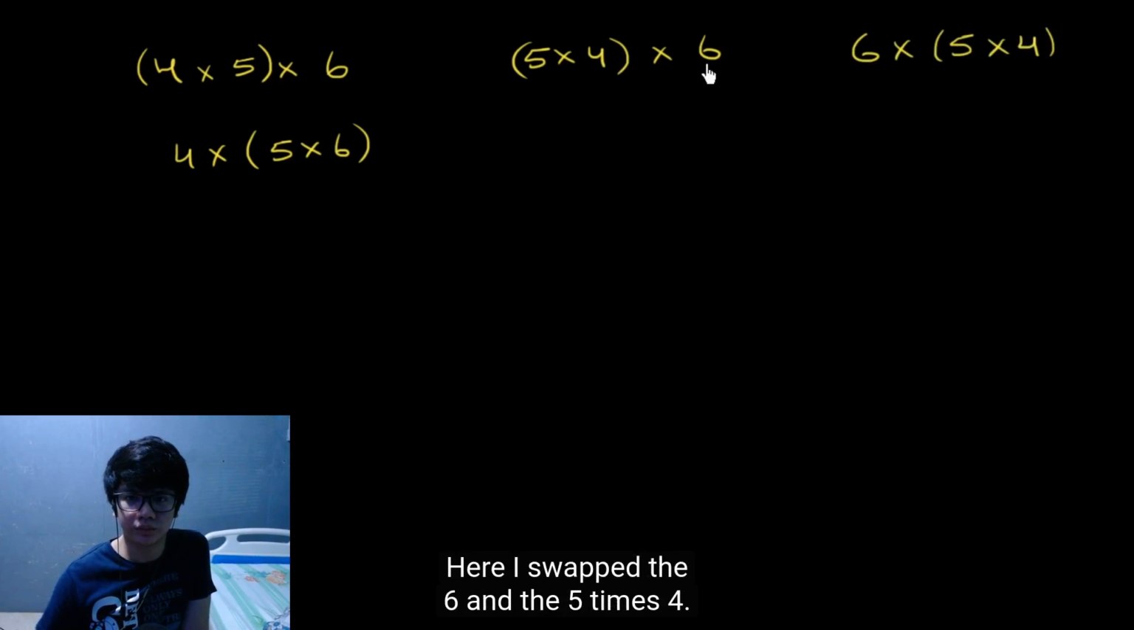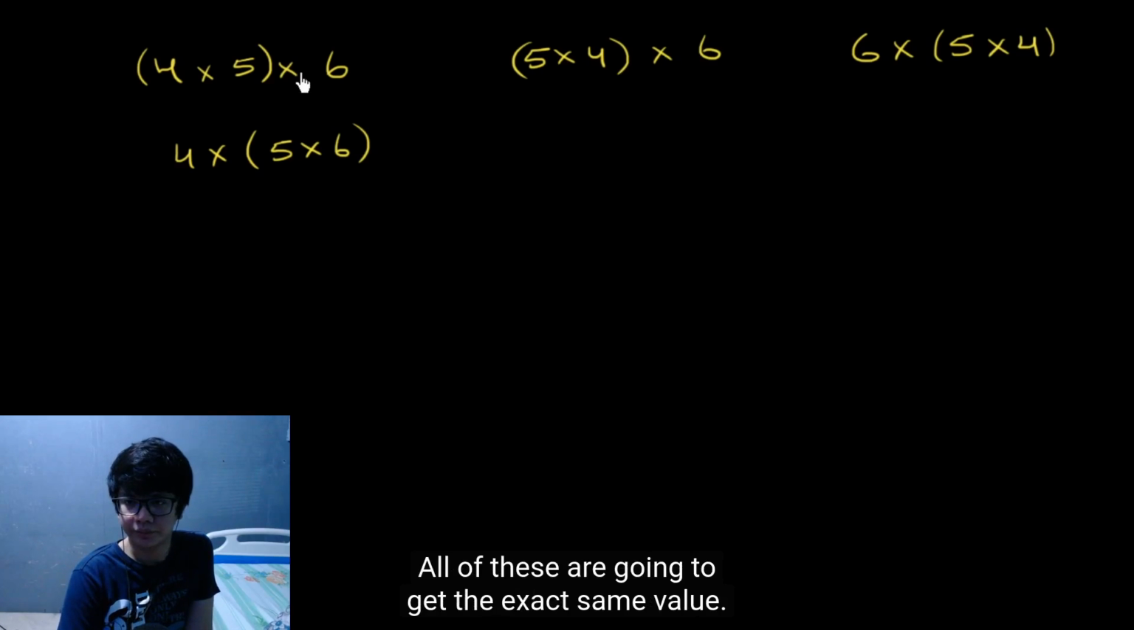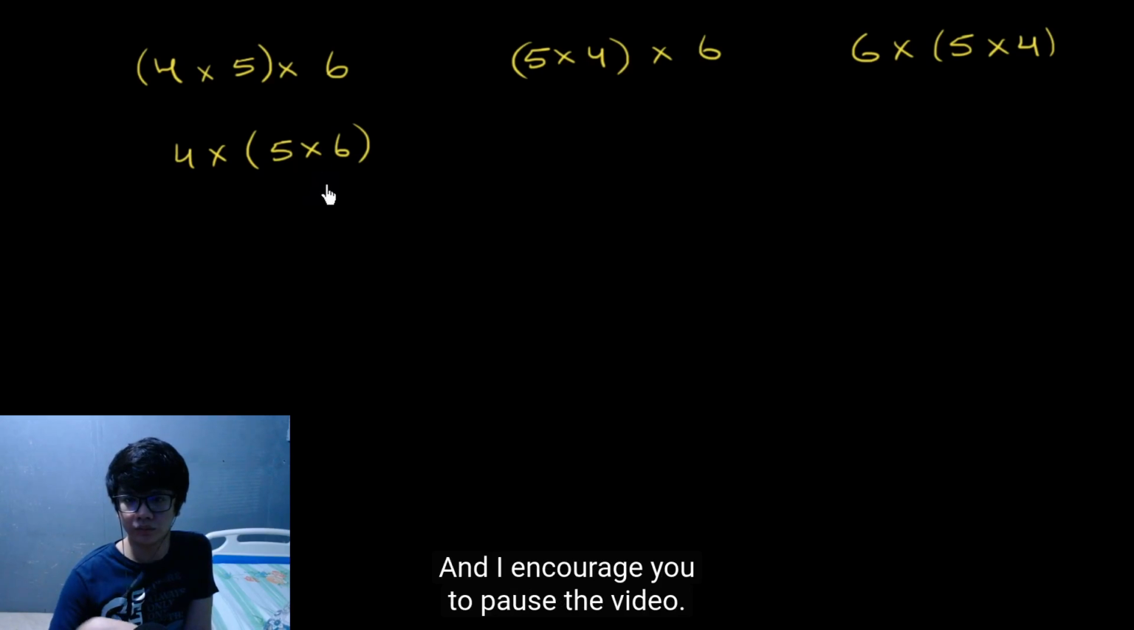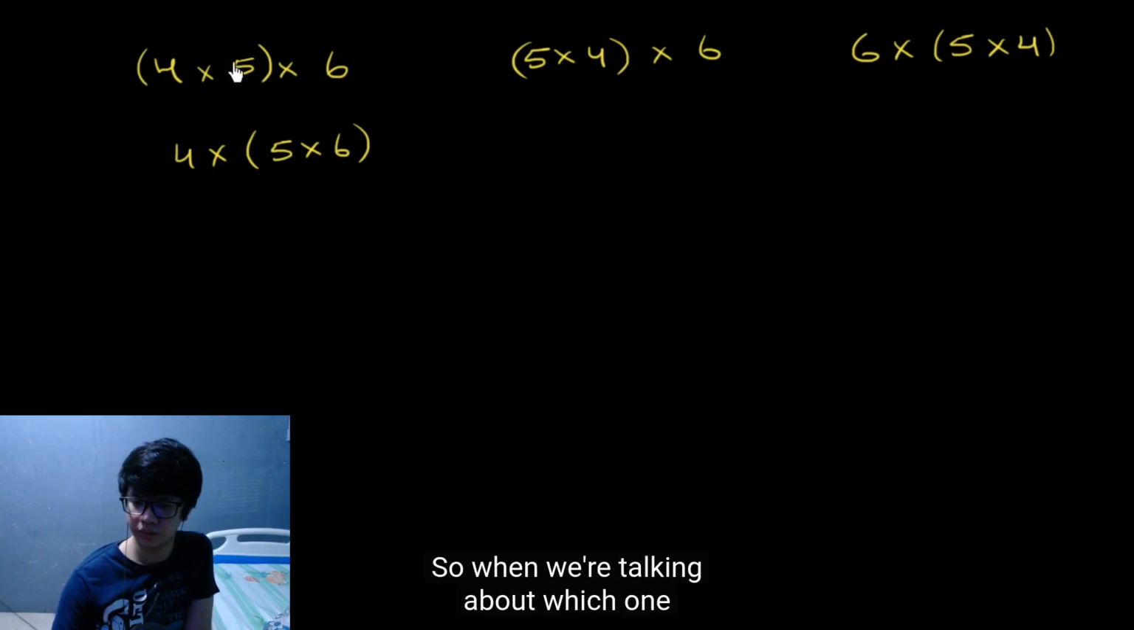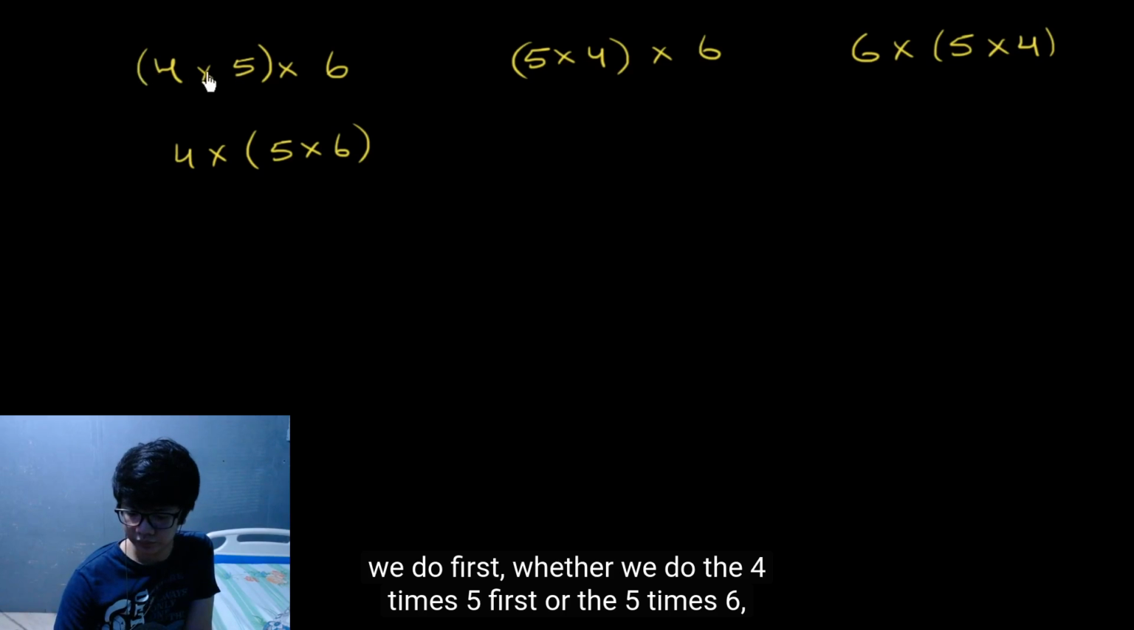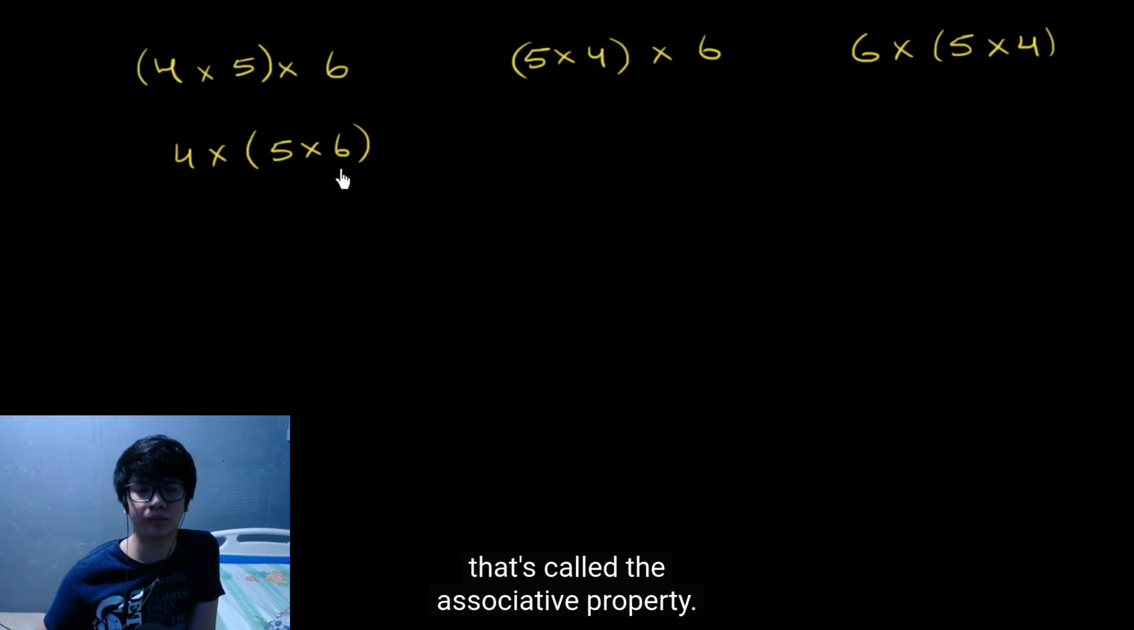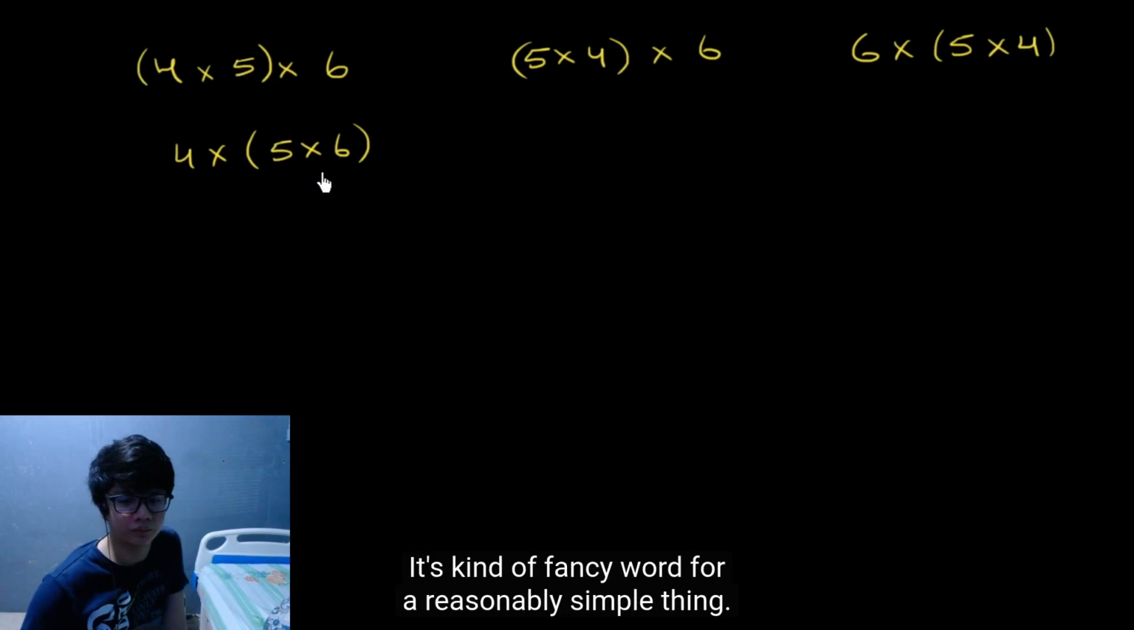Doesn't matter. Here I swapped the 6 and the 5 times 4. All of these are going to get the exact same value, and I encourage you to pause the video. So when we're talking about which one we do first, whether we do the 4 times 5 first or the 5 times 6, that's called the associative property.